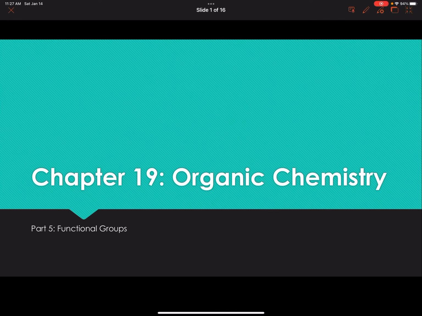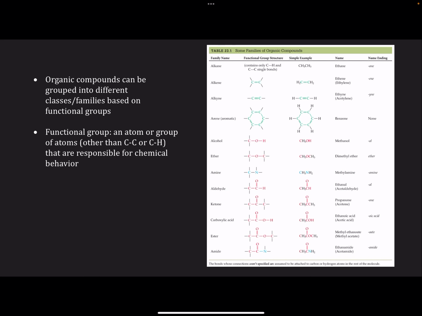This video takes a look at our final Chapter 19 worksheet, which is dealing with functional groups. Organic compounds can be grouped into different classes or families based on what we call a functional group. Functional groups are an atom or a group of atoms other than carbon-carbon bonds or carbon-hydrogen bonds that are responsible for chemical behavior.